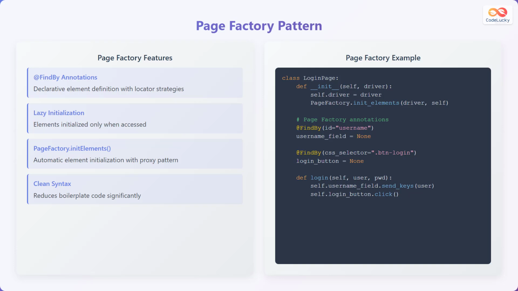The PageFactory.initElements method automatically initializes all annotated elements using a proxy pattern. Clean syntax significantly reduces the amount of code needed compared to traditional POM. Here's an example. Define a class with find-by annotations for each element, use the init method to call PageFactory.initElements, and then access elements directly as if they were regular variables. This pattern is particularly popular in Java-based automation frameworks.